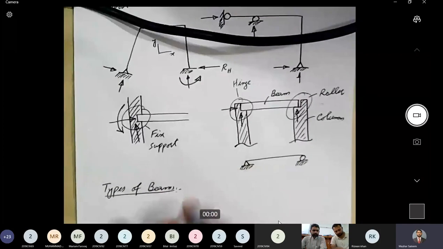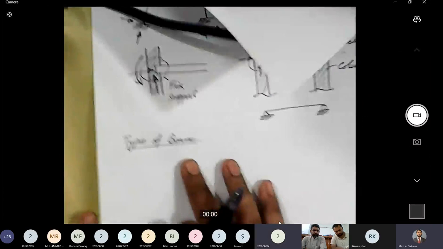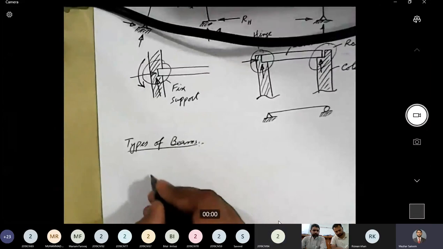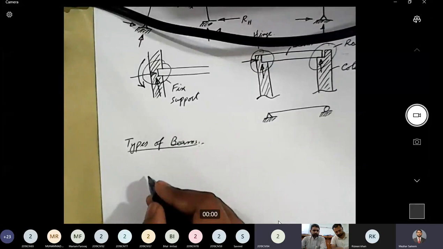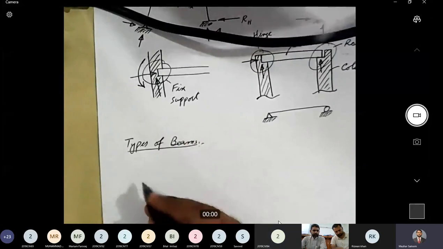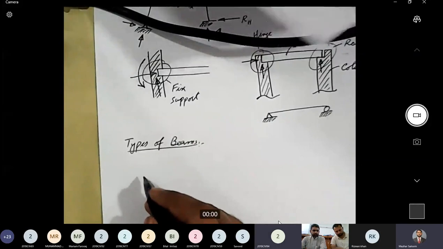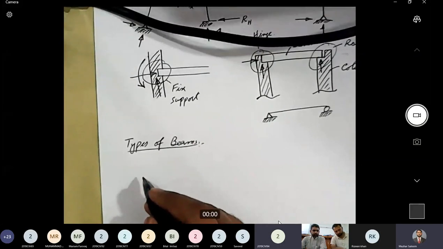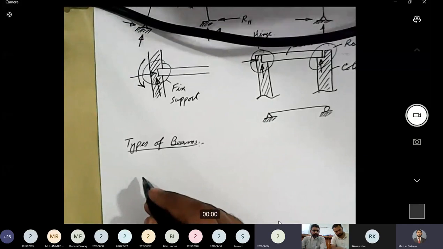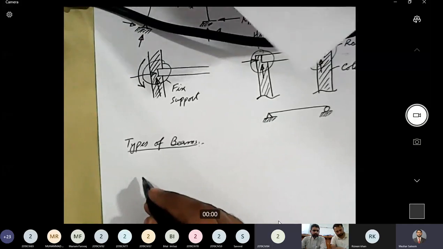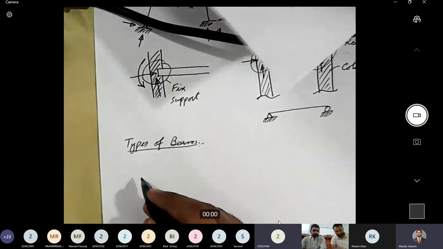Can anybody tell me some common types of beams? Yes, sir. May I? Okay, yes, sure. Sir, the first one is simply supported beam. Okay, first you can name them and then we'll talk about them. One is simply supported beam, one is cantilever beam, one is fixed ended, and one is continuous beam. Sir, we discussed these in the introduction lecture. Okay, that's good.